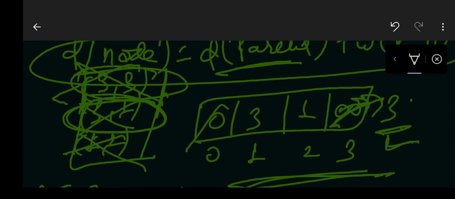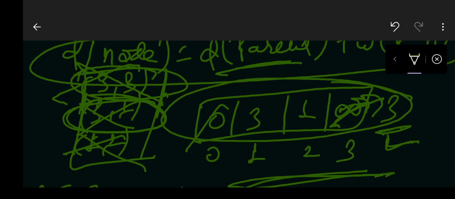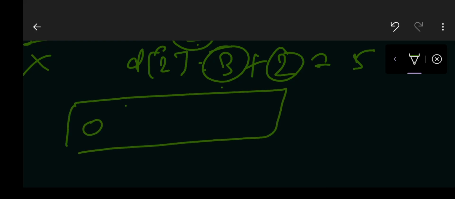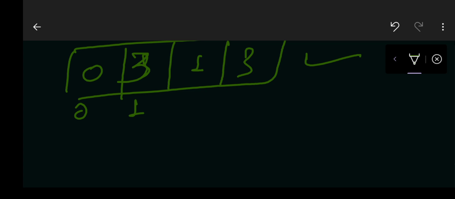So when the queue is over, the final array that we got was 0 3 1 3. Let us just write it. 0 3 1 3. Now this is the distance. What does it represent? The distance in between 0 and 1 is 3. The shortest distance in between 0 and 2 is 1. The shortest distance in between 0 and 3 is 3.